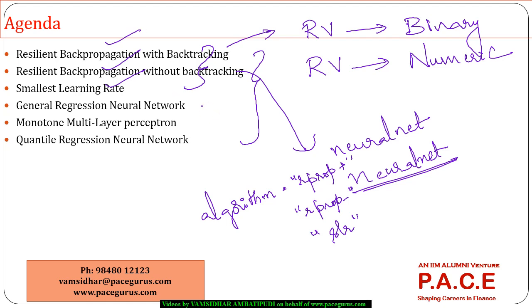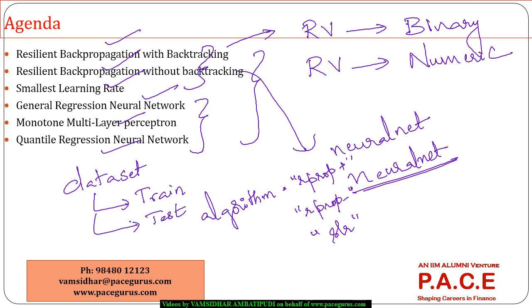But after that, the 3 algorithms that we are focusing on are something that we did not handle in the earlier case. We would be looking at general regression neural network. We will talk about monotone multi-layer perceptron (MLP) models, and we will also talk about the quantile regression neural network. So these are the 6 different algorithms, and all of them we would execute on one single data set, with the same set of elements going as part of the training data and the same set going as part of the testing data.